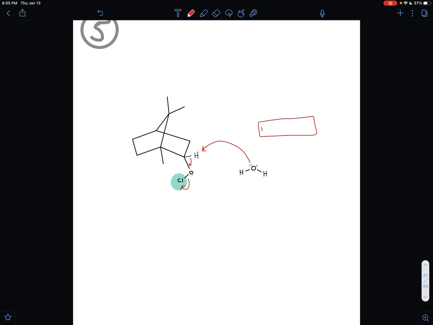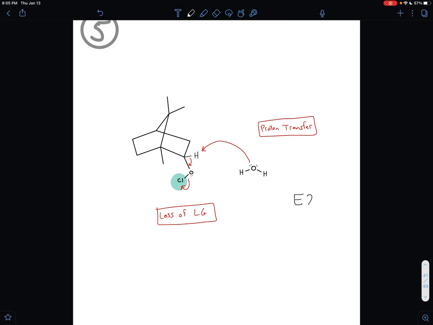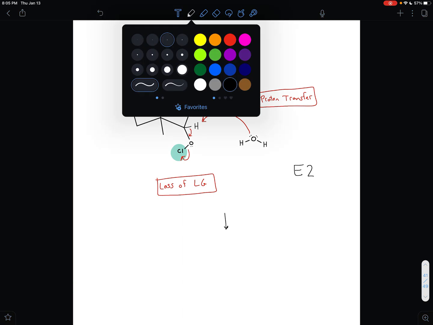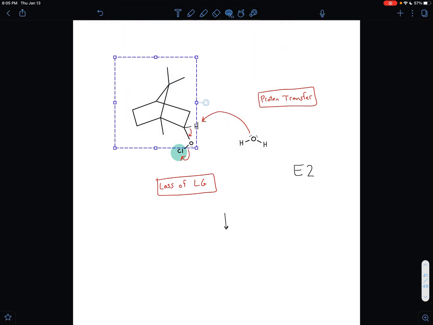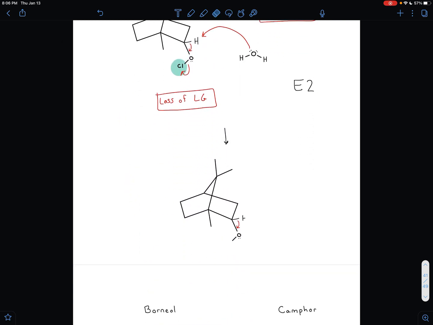So here we have a proton transfer. Loss of a leaving group. Those are the signature steps for an elimination reaction. And because they're both happening at the same time, it's an E2 reaction. And so, at the end of this, you end up with camphor. The chlorine leaves, this hydrogen is gone, you have the double bond between the carbon and that oxygen.